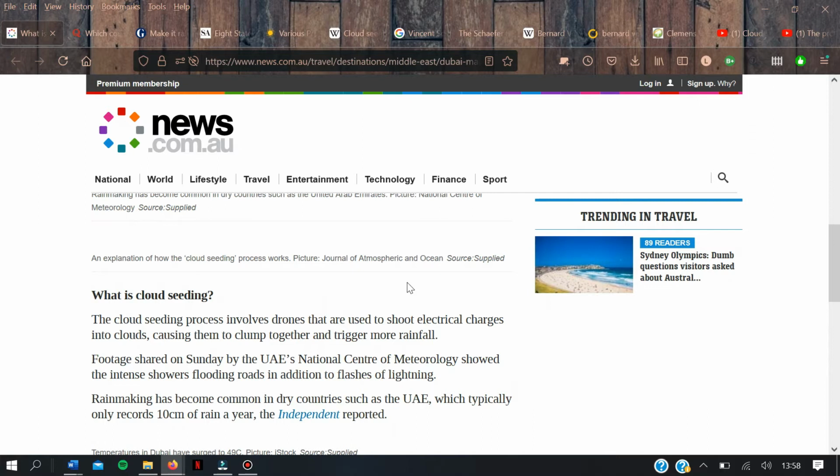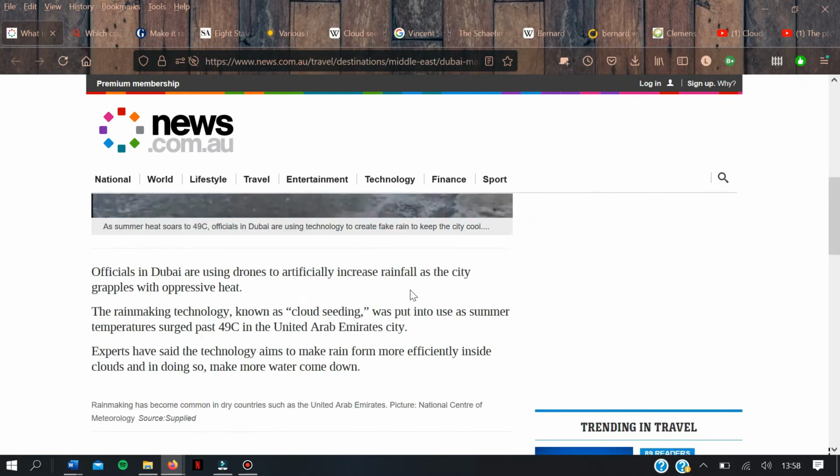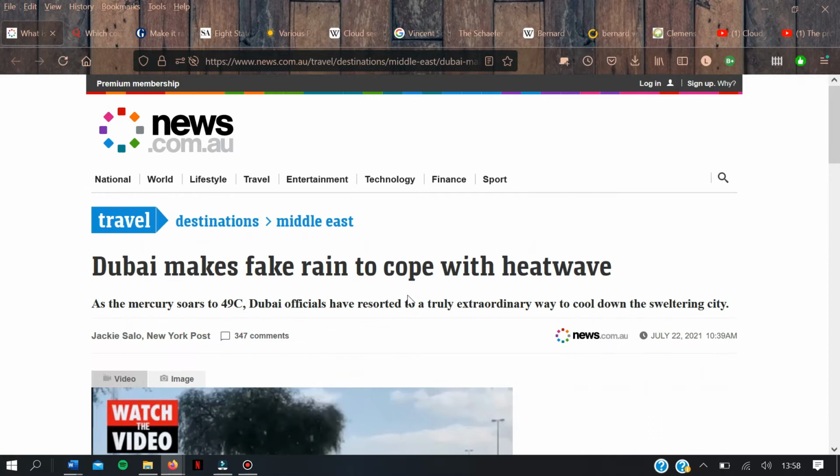Footage shared on Sunday by the UAE's National Center of Meteorology showed the intense showers flooding roads in addition to flashes of lightning. So in this particular instance, it's being used by the United Emirates to encourage more rain as a result of the increased temperatures.